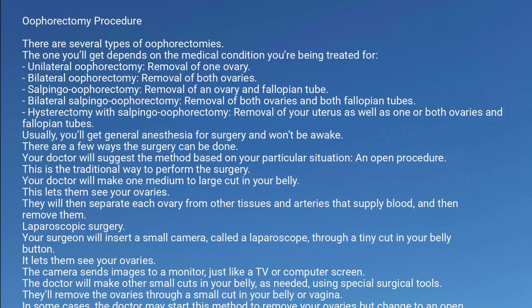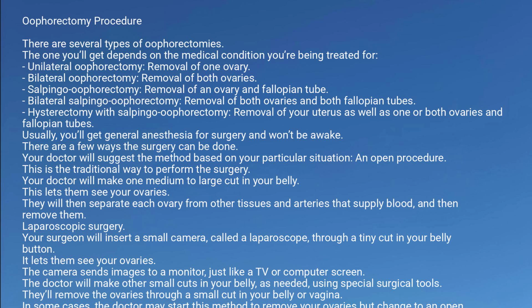Usually, you'll get general anesthesia for surgery and won't be awake. There are a few ways the surgery can be done. Your doctor will suggest the method based on your particular situation. An open procedure. This is the traditional way to perform the surgery. Your doctor will make one medium to large cut in your belly. This lets them see your ovaries. They will then separate each ovary from other tissues and arteries that supply blood, and then remove them.